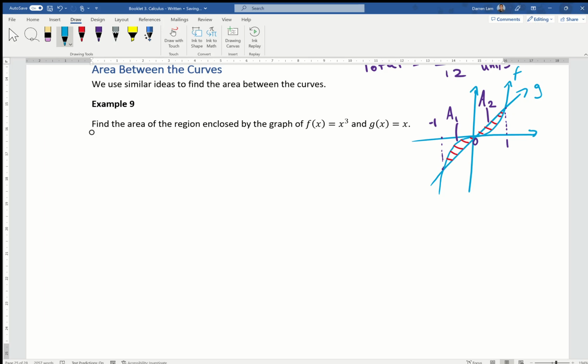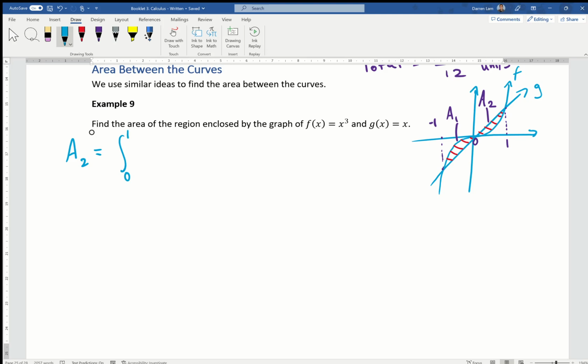Okay, let's start with area 2. It's positive, it's a bit easier. We'll start with that. Area 2 equals, we're going from 0 to 1. Now, the area in between those functions is the difference in area between them. Correct? In other words, we can subtract the area of the top function by the area of the bottom function.